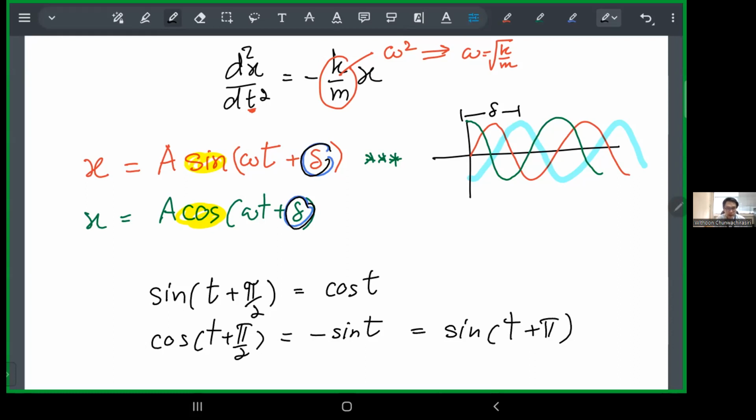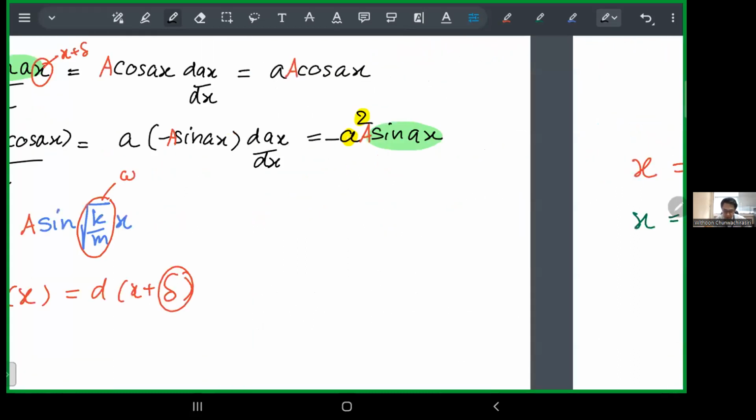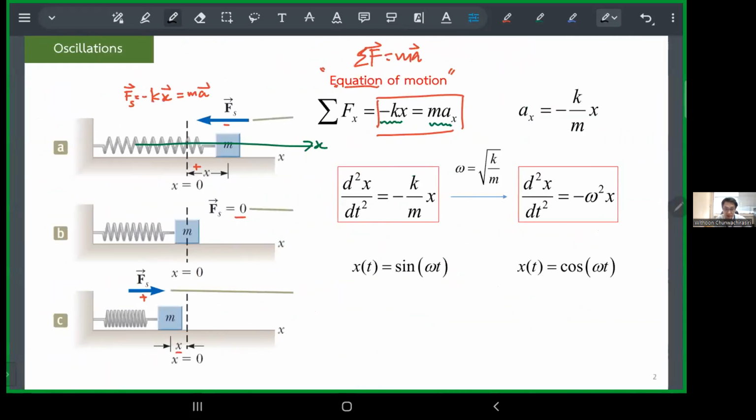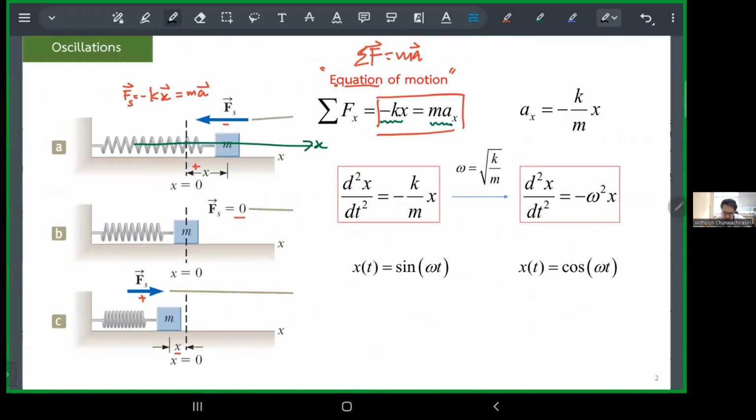Now in any textbook, they could write down the solution to be in the sine form or cosine form, doesn't matter. As long as you have that extra delta in the front, you are good to go. Cool. All right, guys. So that's my long explanation to this.